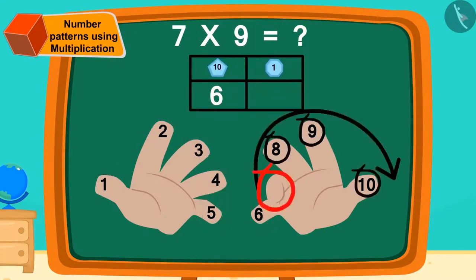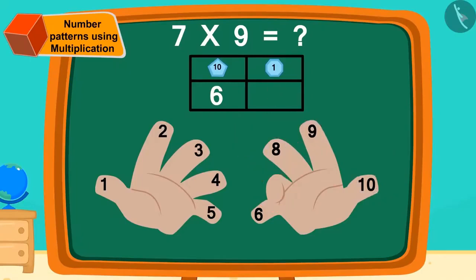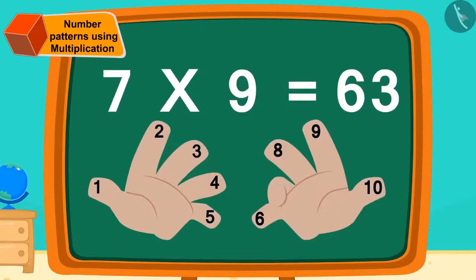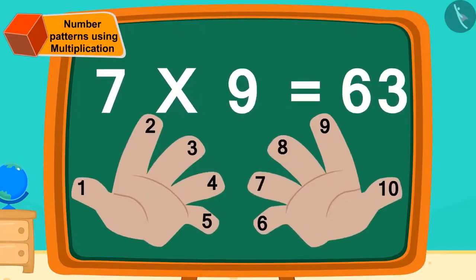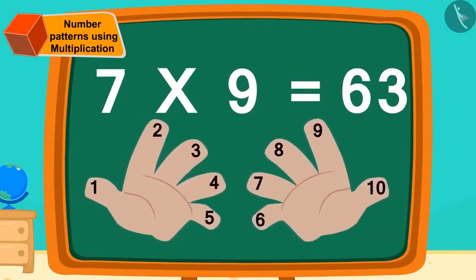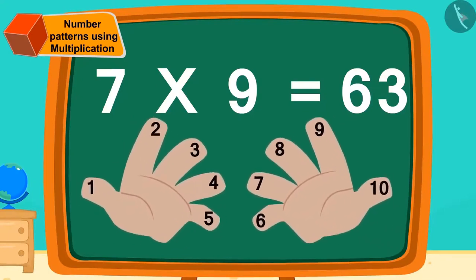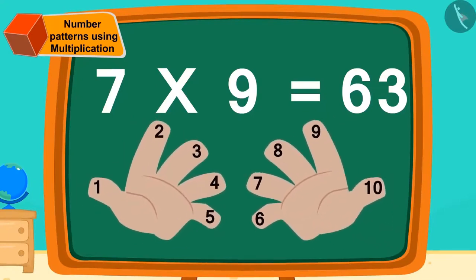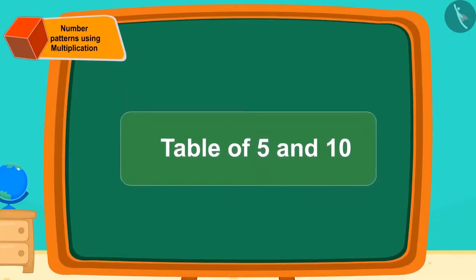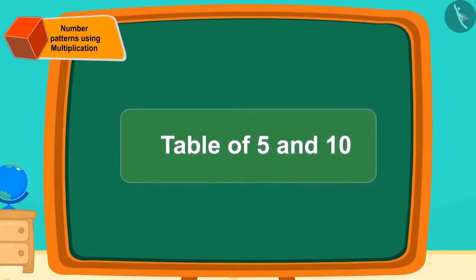Now, how many fingers are there on the right side of the bent finger? 3. We will write this in a ones digit place like this. We found our answers. 7 times 9 equals 63. In this easy way, we can quickly find any multiplication that falls in the 9s table. You can also try this method with your friends. Kids, do you want to learn the patterns of memorizing the tables of 5 and 10 easily?